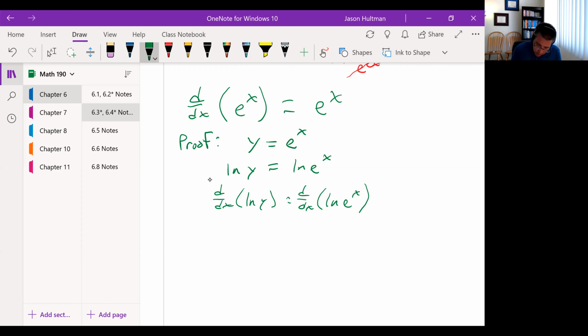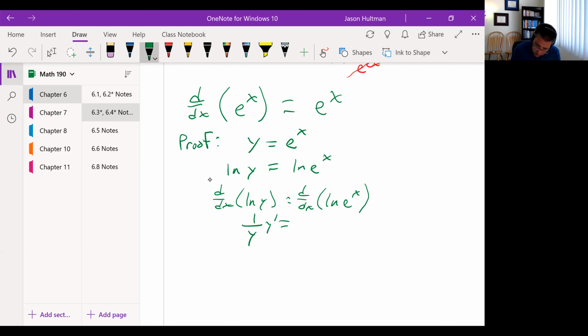Okay, so d dx of natural log y, well, that's going to be 1 over y, right? The derivative of natural log y is 1 over y times y prime. Why? Because y is a function of x, so we're doing implicit differentiation.